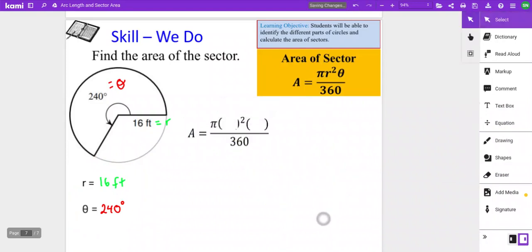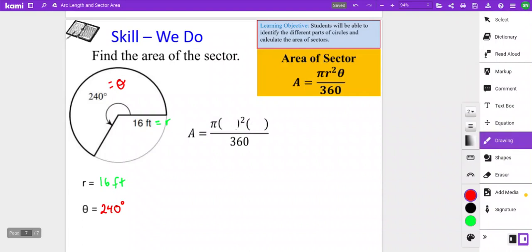There are two options on how to approach this problem. One option is you substitute in the numbers to the formula. Notice we have pi radius squared times theta divided by 360. Once you plug them in, the first method is you simplify the numbers at the beginning, and that gives you smaller numbers to deal with at the end. We'll focus on this one first.